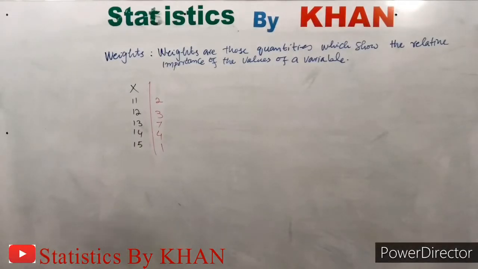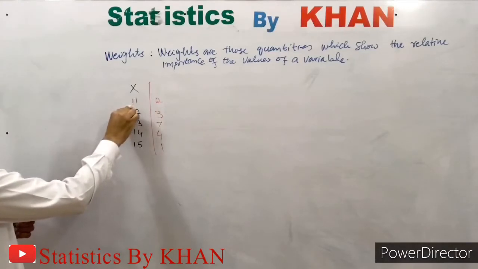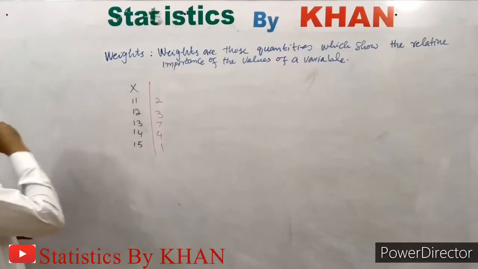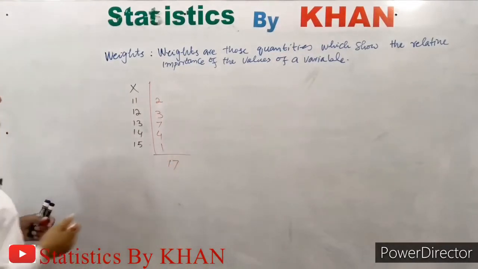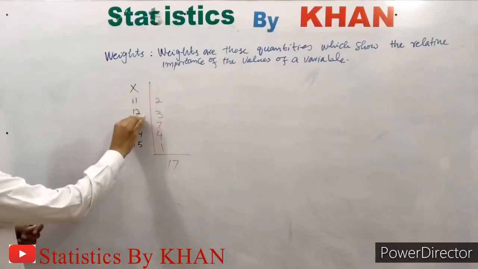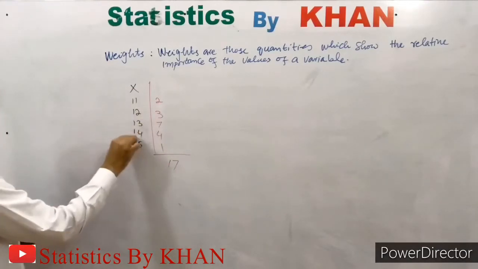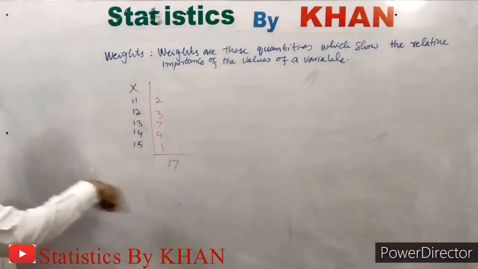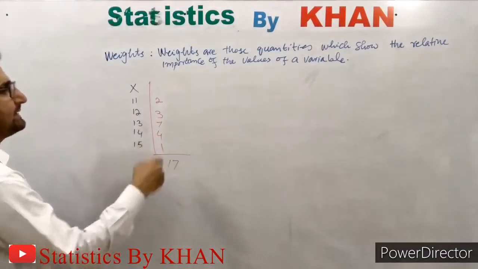So now, what is this 2? This 2 is the weight of 11. What does it show? This 2 shows the importance of this 11 in the entire data set. In the entire data set, there were 17 data points. 11 has occurred 2 times, 12 has occurred 3 times, 13 has occurred 7 times, 14 has occurred 4 times, and 15 has occurred once. And all of them made 17 observations, 17 data points for the data set.